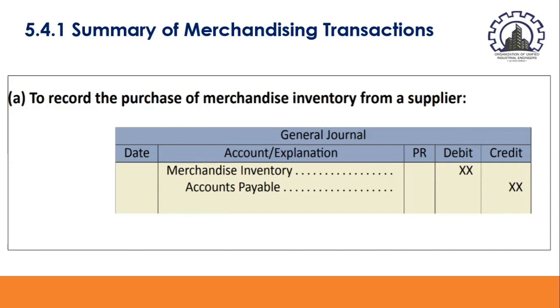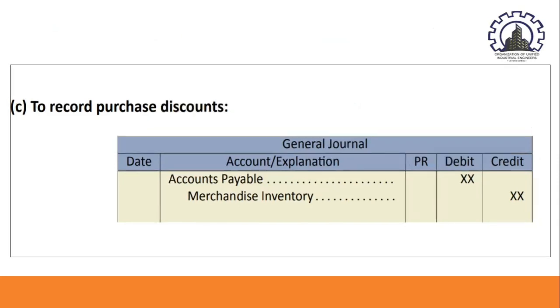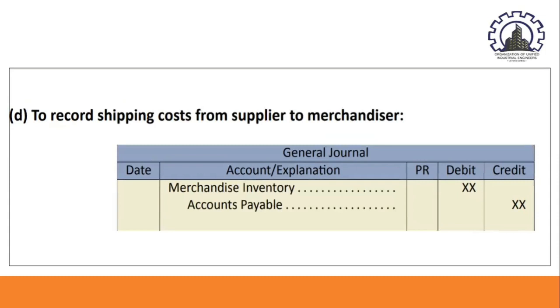And for letter B, to record purchase returns and allowances. This is how your journal entry would look like: accounts payable being debited and merchandise inventory being credited. And letter C, to record purchase discount. This is how our journal entry would look like: accounts payable being debited and merchandise inventory being credited. And letter D, to record shipping costs from supplier to merchandiser: merchandise inventory being debited and accounts payable being credited.